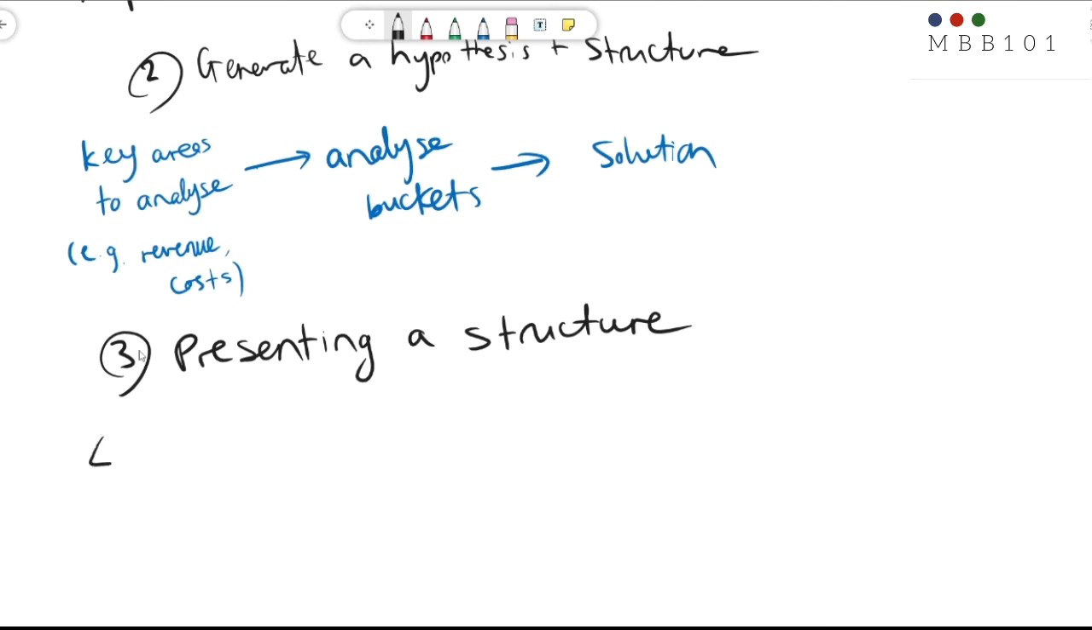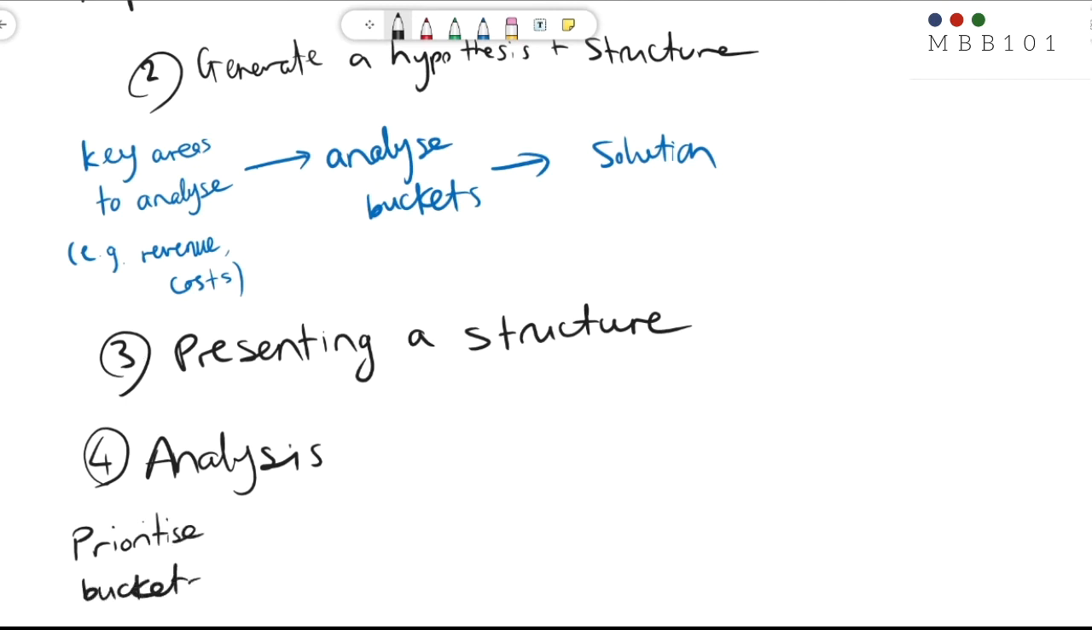Then, once you've presented your structure, you'll start the analysis. So, let's say in your structure you have a few buckets that you want to analyze. The process of analyzing begins with prioritizing. Basically, choosing the bucket that you want to start with. For example, you might choose to start with costs rather than revenue based on the case. So that's prioritizing. Then analyzing.